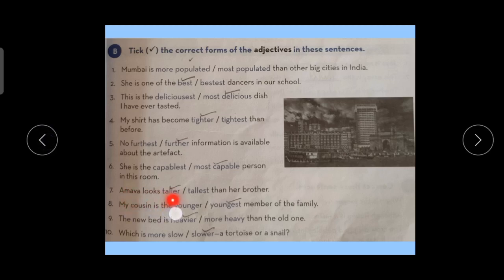Arnav looks tallest than her brother. Here, the comparison is done between Arnav and her brother. That's why we will use the comparative degree of tall, which is taller. My cousin is the youngest member of the family. Here, youngest is correct because my cousin is being compared to all the other members of the family. That's why we tick youngest.